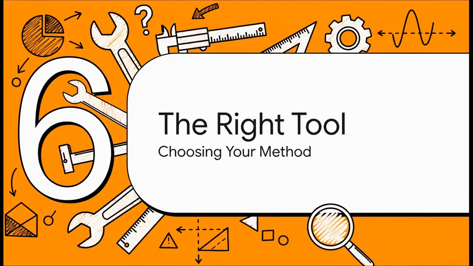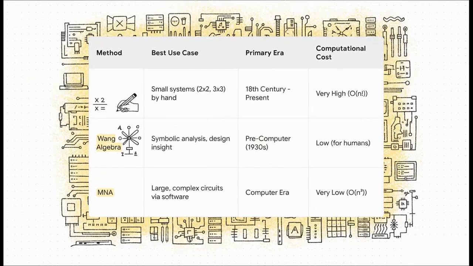And this brings us right back to where we started, to our main idea. A good engineer doesn't just know how to use the tools, they know when to use them. This table just lays it all out, nice and clean. Cramer's rule, it's your quick and dirty tool for small problems you're doing by hand. Wang algebra, that's your specialized, almost artistic tool for getting deep design insights, a real gem from the pre-computer days. And MNA, that's the modern workhorse. It powers basically all of our circuit simulation software today, and it eats complexity for breakfast.